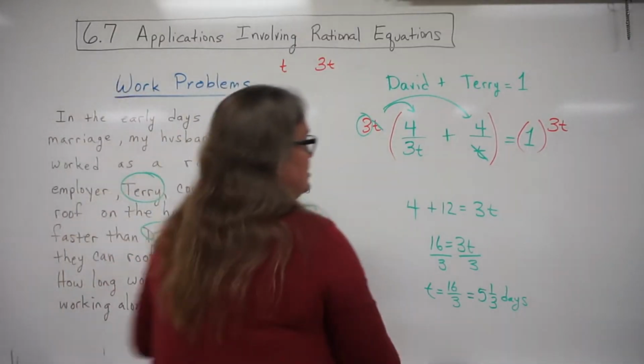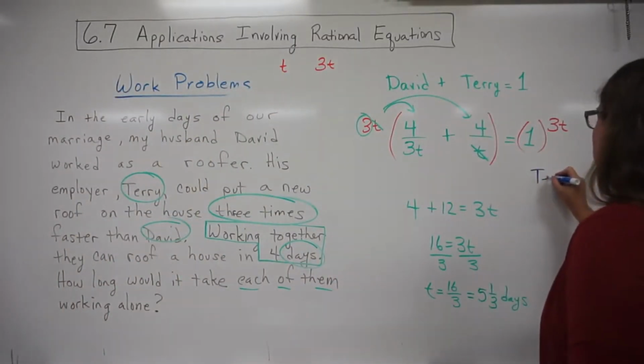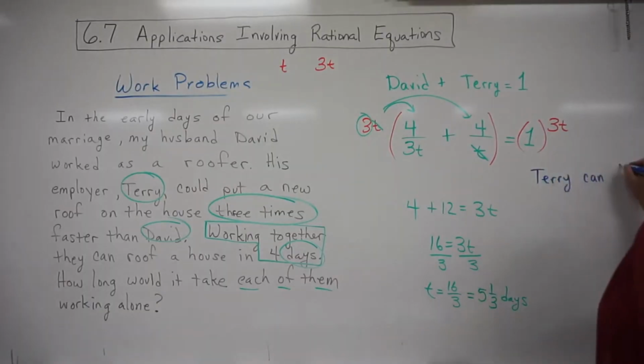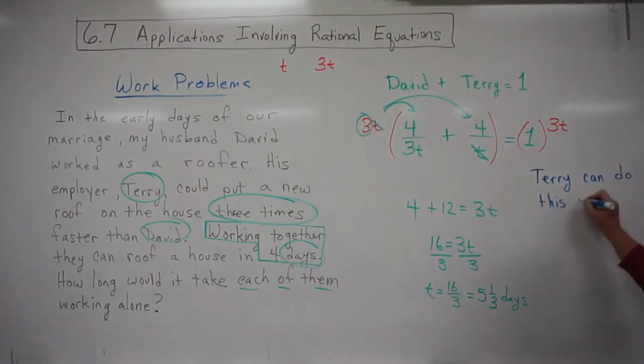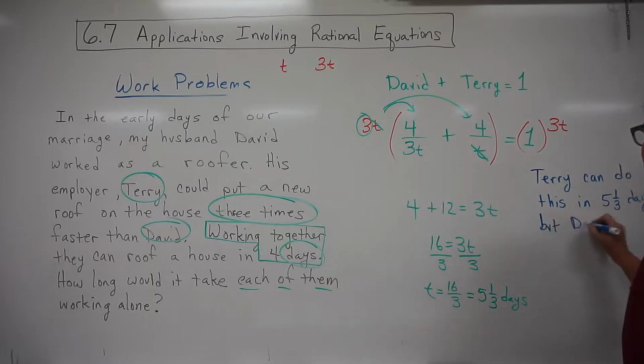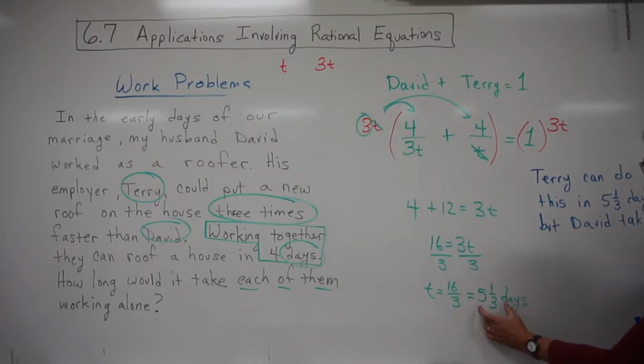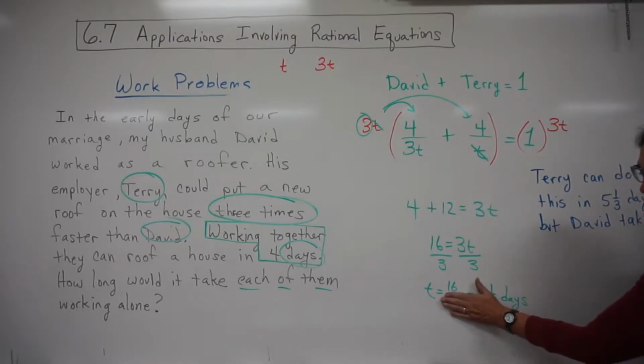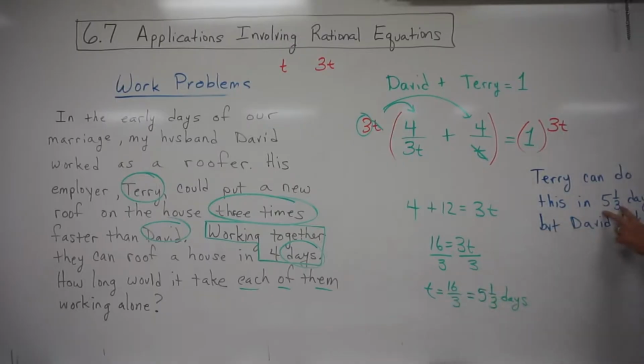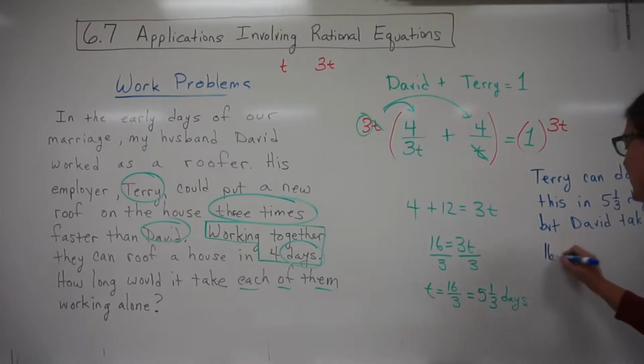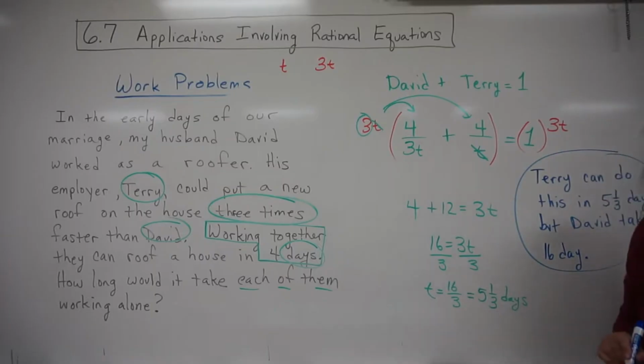So Terry can do this in 5 1/3 days, but David, who takes 3 times as long, well, that's easy enough to find. If I multiply this by 3, it's the same as multiplying this by 3, which would just cancel the 3 out. 3 times 5 1/3 days would be 16 days. Wow, that must be a really big house.